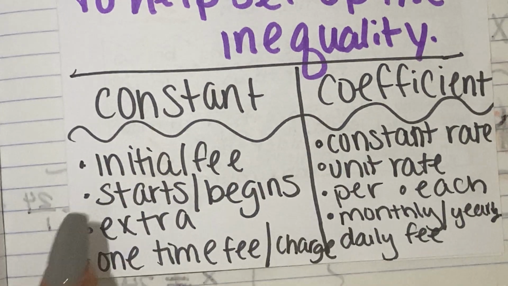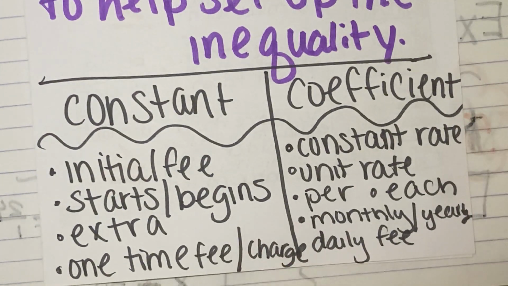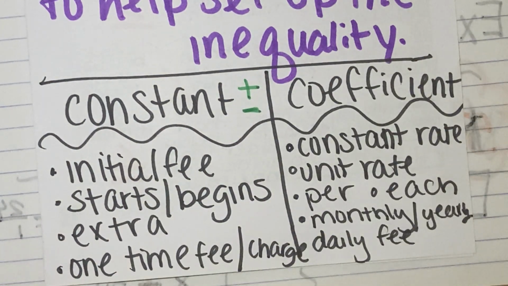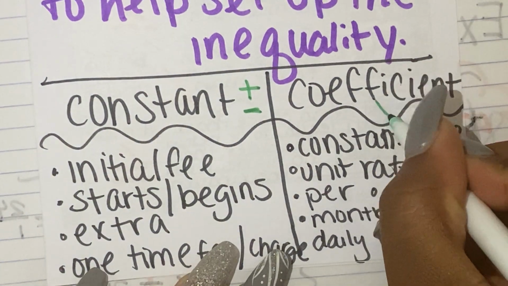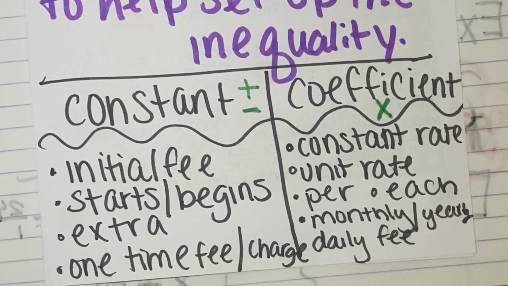Words like initial fee, starts, begins, extra, or one-time fee or charge help us know which number is going to be a constant. The coefficient, words that remind us of coefficient are constant rate, unit rate, per, each, monthly, yearly, or a daily fee, okay? Remember that the constant is going to be added or subtracted from the problem, and the coefficient is going to be multiplied.